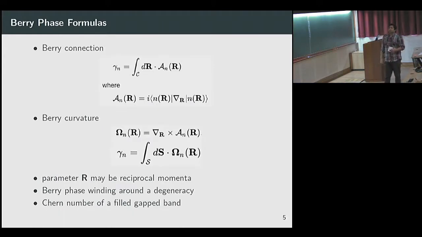In many previous talks also, we have seen these formulas in quantum mechanics. We use these Berry phase formulas to compute the topologically invariant aspects of the geometry of wave functions. I just wanted to flash them because they're very nice formulas. Here, the parameter will be reciprocal momenta, and this can then allow me to calculate the Berry phase winding around a two-fold degeneracy, and it will answer the question of why a Berry phase winding is pi.